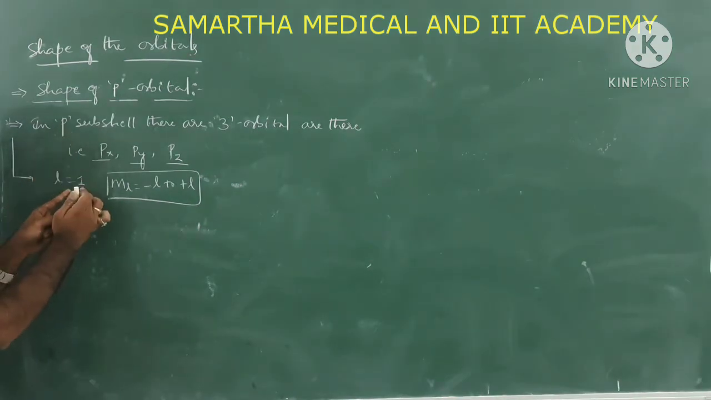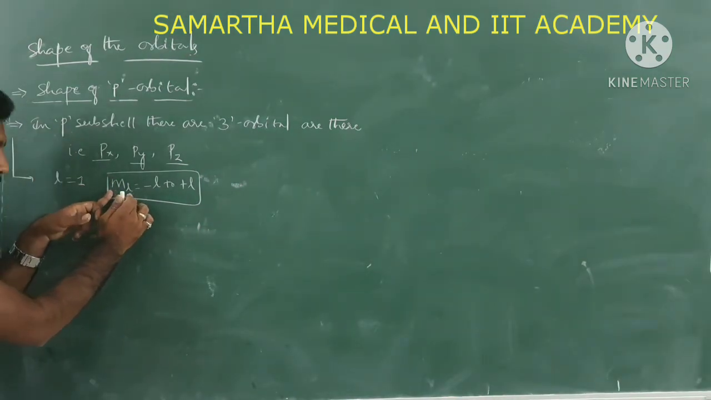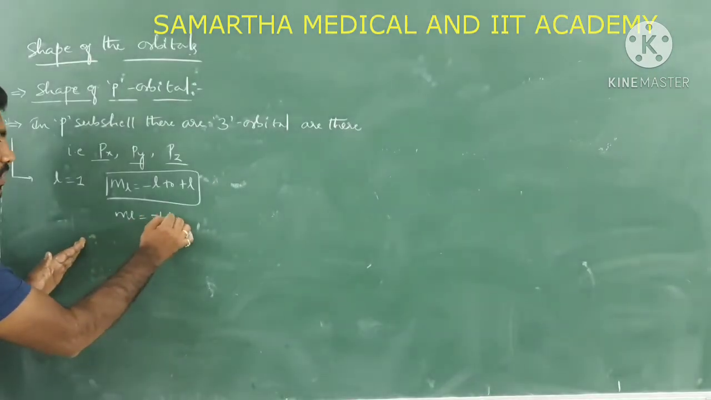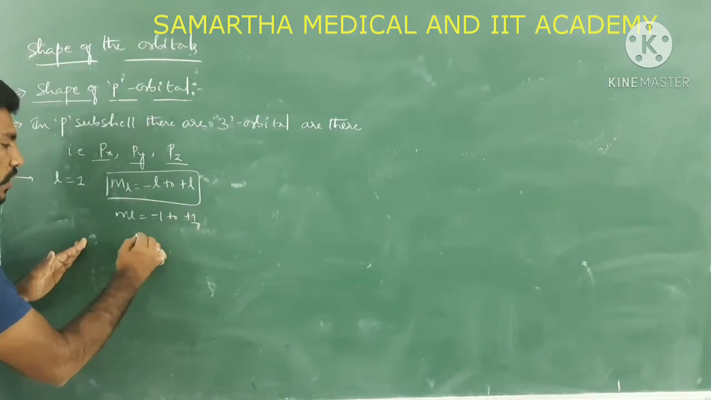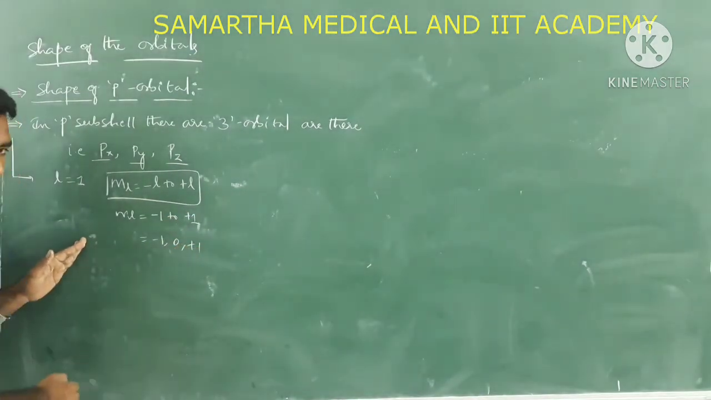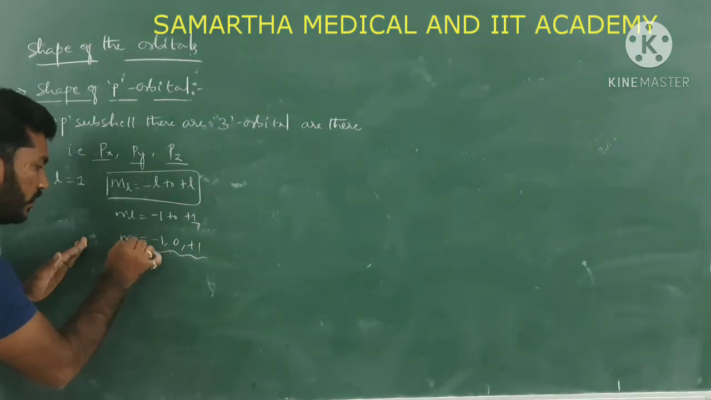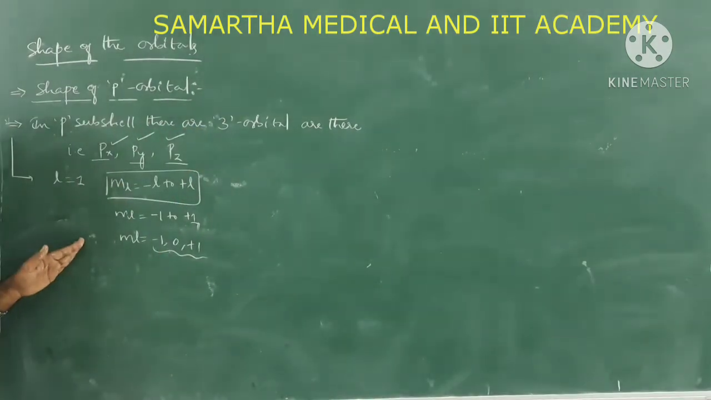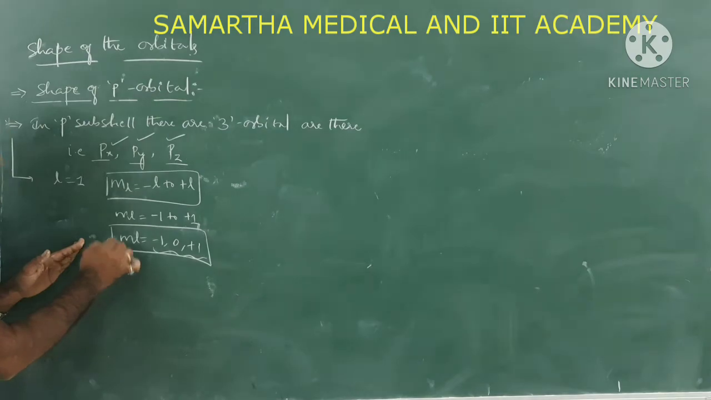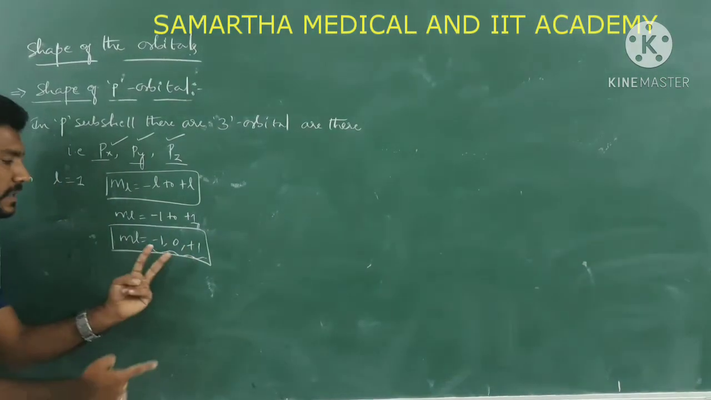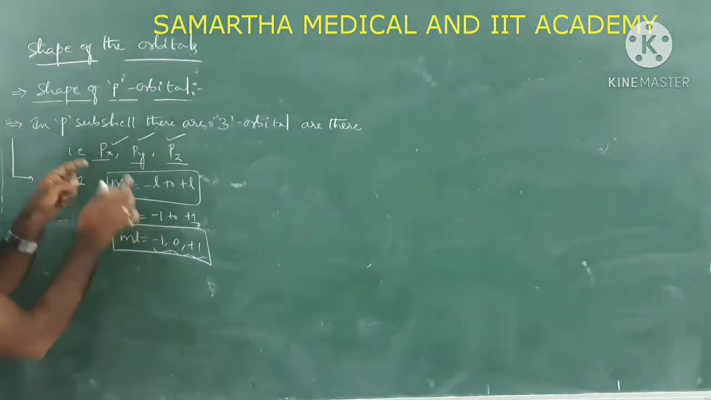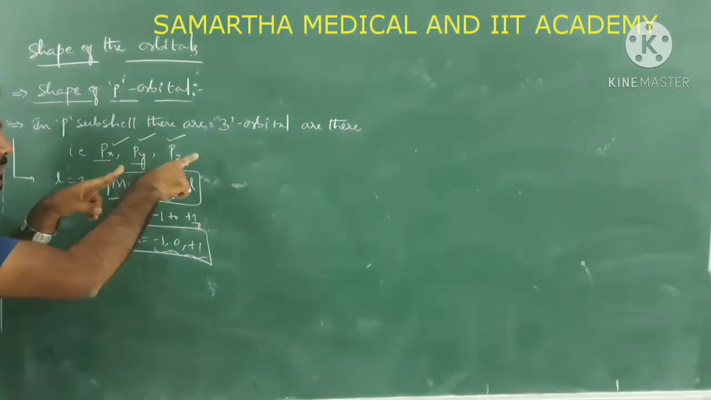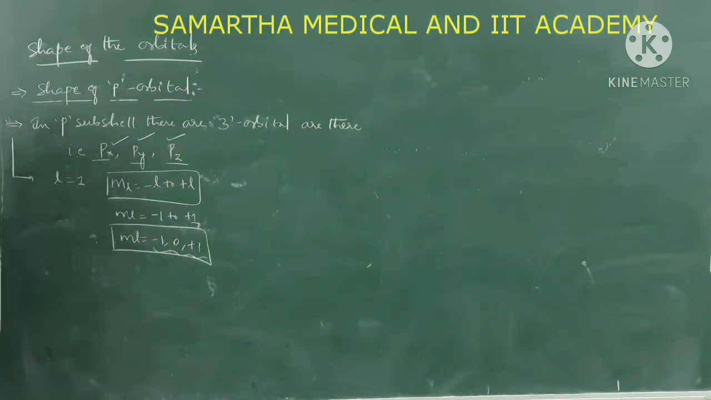The l value for the p subshell is 1, so the ml value, the magnetic quantum number, goes from minus l to plus l, that is, minus 1 to plus 1. In between, what will be there? Minus 1, 0, plus 1. These 3 values are symbolically represented as px, py and pz. So these are the 3 p orbitals present in the p subshell, guys.